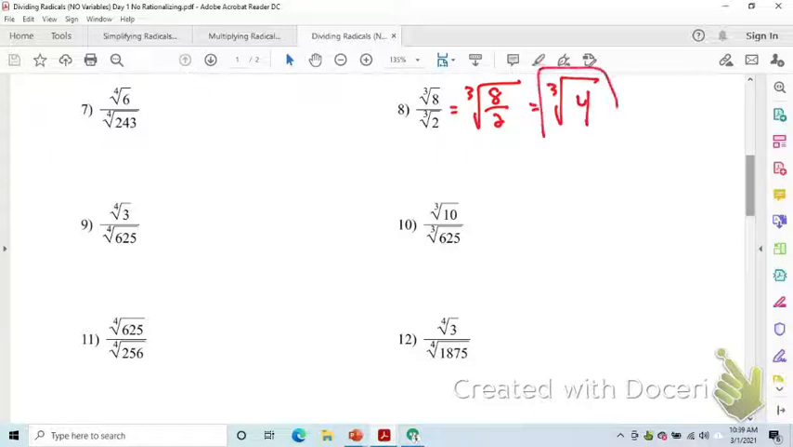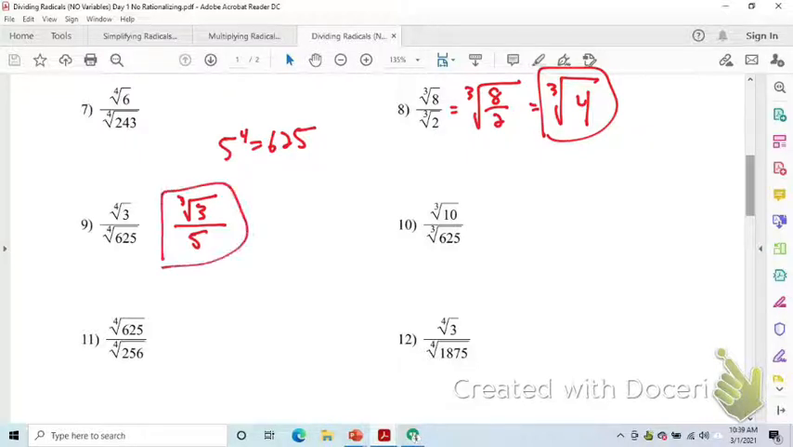Can't do anything else with it. That's it. Okay, so when you turn it into a big root and you can divide, sometimes you're done. All right? So, now I know that 5 to the 4th power is 625. I know that because I have a chart sitting here. Okay, so I'm going to leave this 3rd root of 3 alone on top. The 4th root of 625 is just 5. So that's it. Done. Donezo.